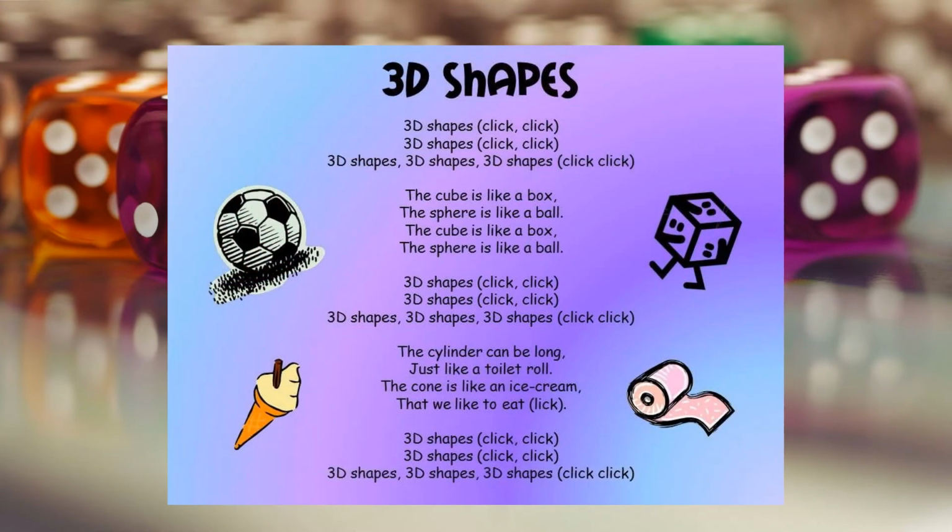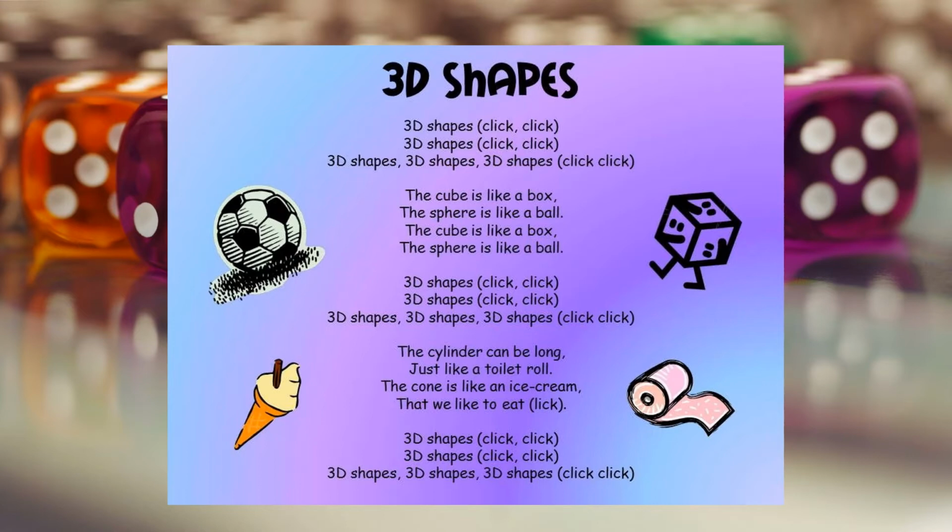3D shapes, 3D shapes. The cube is like a box, the sphere is like a ball. The cylinder can be long, just like a toilet roll. The cone is like an ice cream that we like to eat. 3D shapes, 3D shapes.